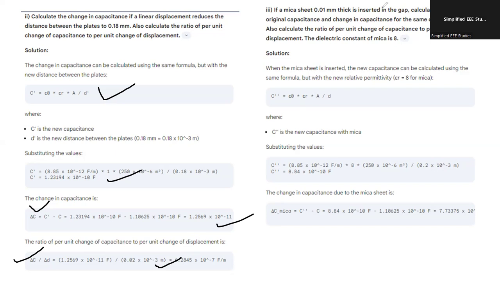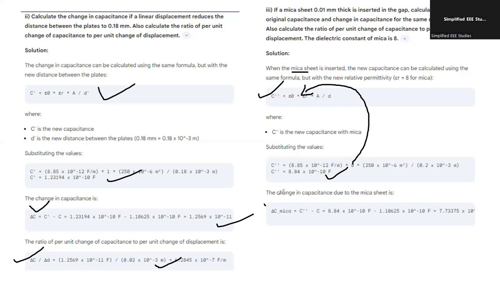Now the third one. Again, a new dielectric material has been added, that is, the mica sheet. Now the new value of capacitance, C double dash, is epsilon 0 epsilon r into A by D. Here, remember that epsilon r will be varied, that is 8. Epsilon r is taken as 8 because a new dielectric material has been added. Mica is a new dielectric material, right? So accordingly, we will be calculating C double dash.